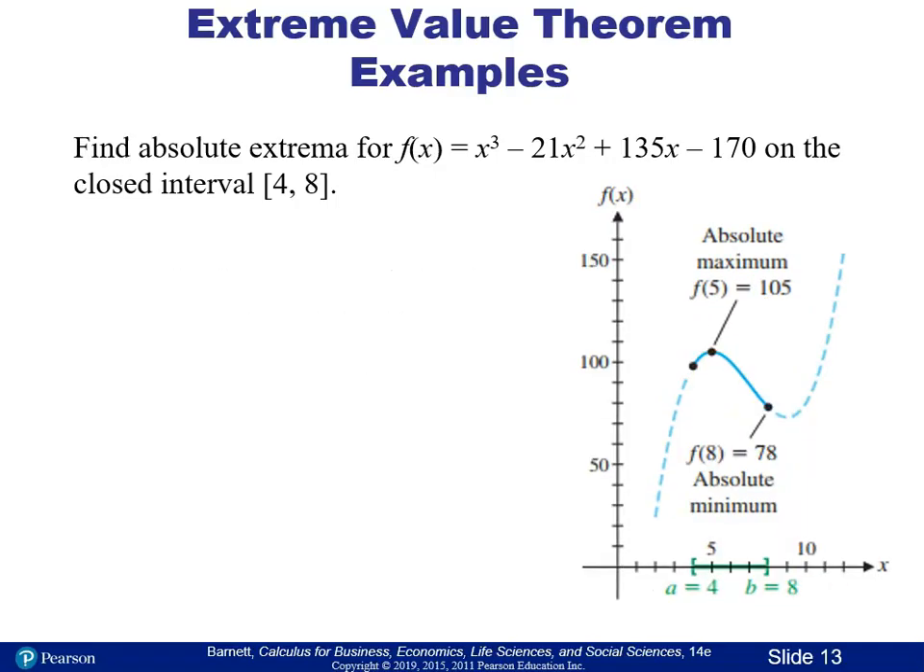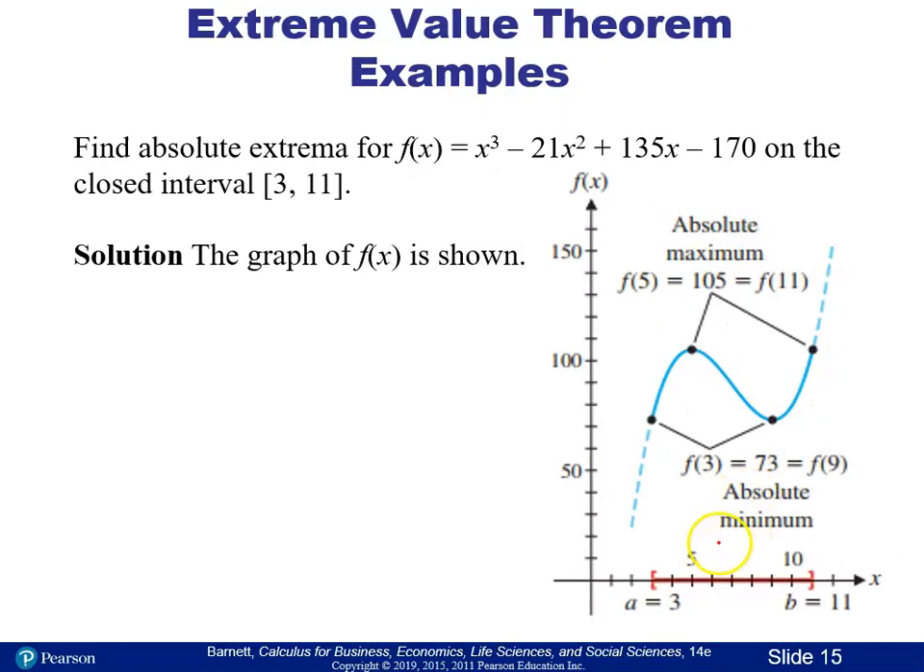Okay, so changing this up again on a different interval, we've got the interval from 4 to 8. In this one, one of the endpoints is an absolute, but the other one would not be. And so here we've got our absolute maximum occurring at a place where our derivative is equal to 0, and then our absolute minimum is occurring at the endpoint.